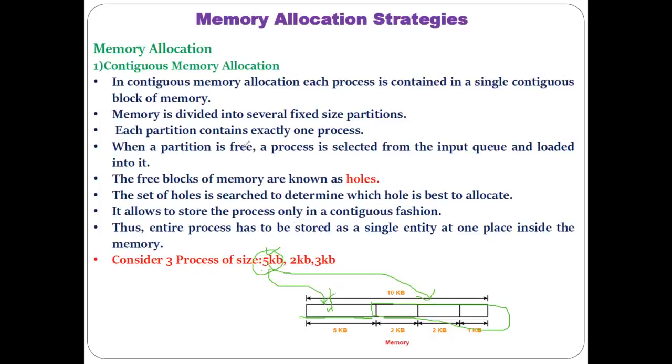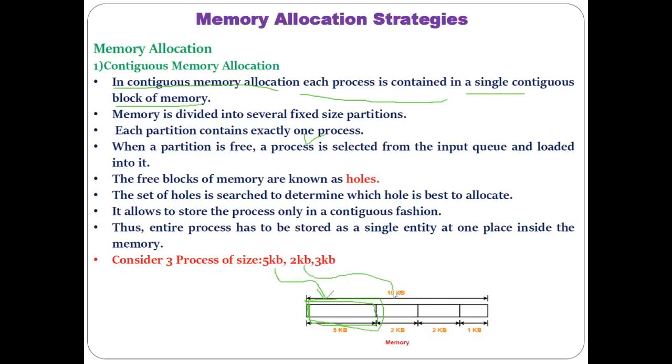That is the main characteristic of contiguous memory allocation. You cannot break this 5 KB process into three parts and allocate memory to these three parts, one part 2 KB, another part 2 KB, and another part 1 KB. So if you want to allocate memory using contiguous memory allocation, it can be allocated in the continuous way only. Only one partition will contain exactly one process. As I said, each process is contained in a single contiguous block of memory. This 5 KB is a single contiguous block of memory, and that is the reason this 5 KB process can be allocated here easily.